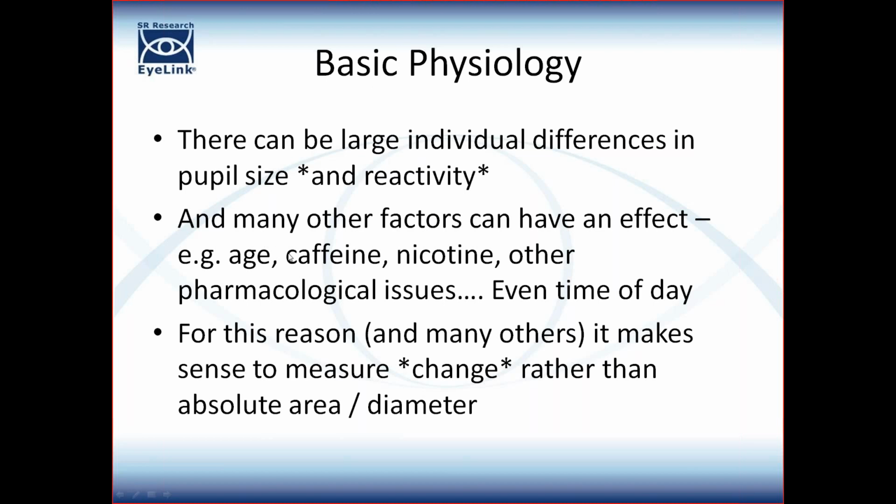And then there are lots of other factors that can have an impact on pupil size at baseline and its ability to change. For example, age. As people get older, their pupils become less reactive, slower to change. Caffeine, nicotine, and in student samples, sometimes other pharmacological things being on board can all have an impact on pupil size.